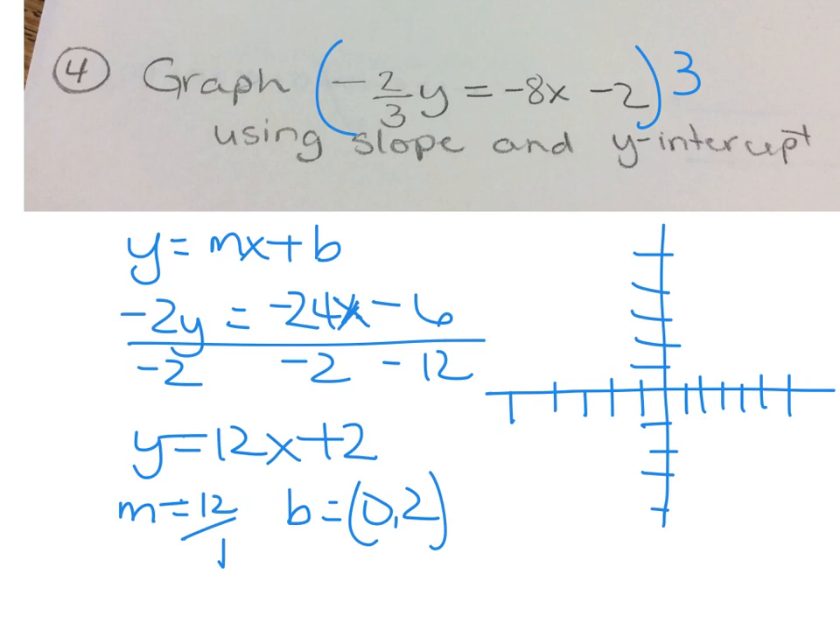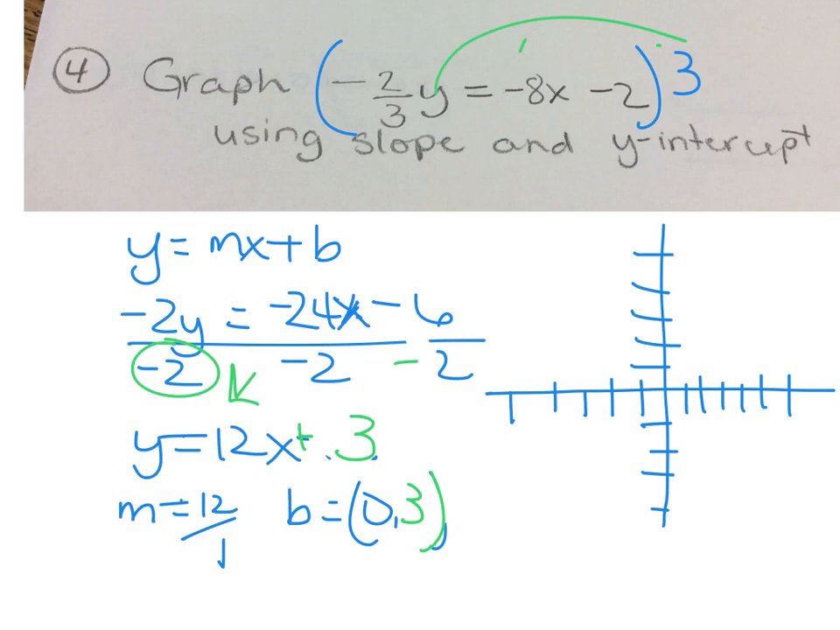Okay, so on this problem, the first thing I did, since I wanted slope-intercept form, was multiply everything by 3. So I did, and I did the distributive property, and I got negative 2y equals negative 24x minus 6. I divided everything by negative 2, and I got negative 24 divided by negative 2 is 12x. Negative 6 divided by negative 2.